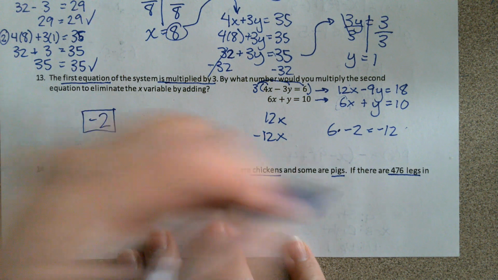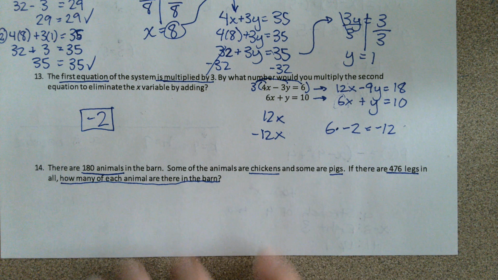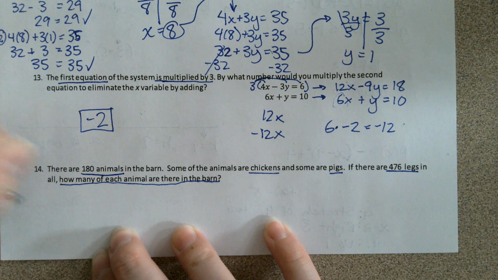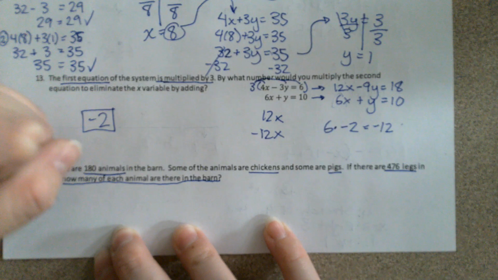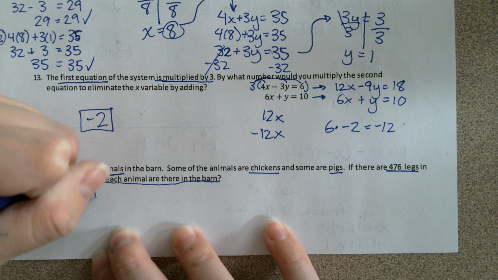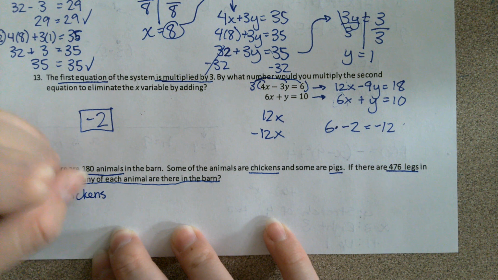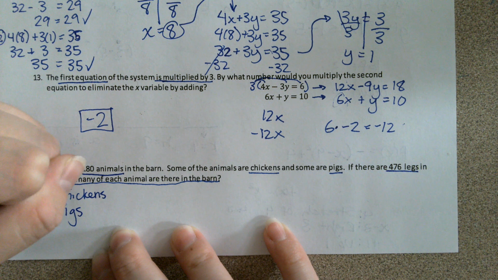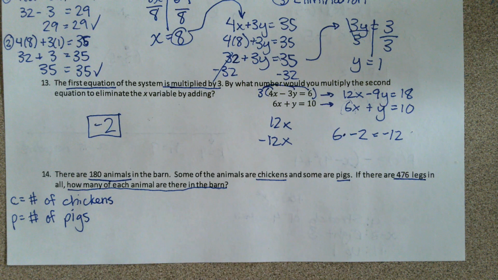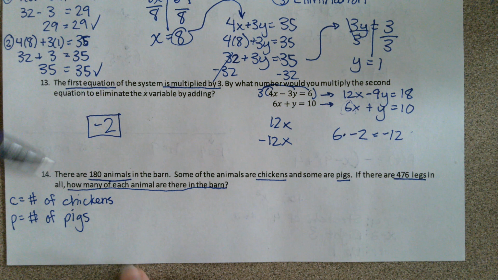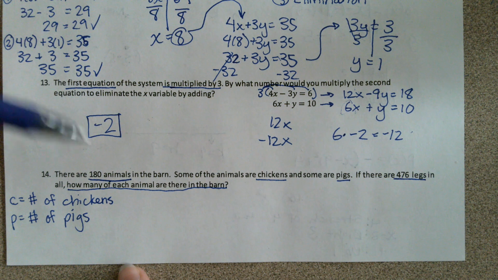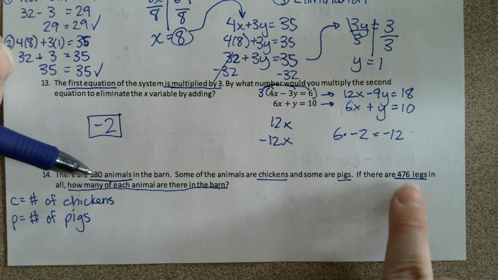So let's pick out our variables first. We're talking about chickens and pigs. So C equals number of chickens and P equals number of pigs. If you prefer other variables, like to stick with X and Y, for instance, that's fine. Now we need to form 2 equations. So we've got 2 totals here. We have 180 and we have 476.